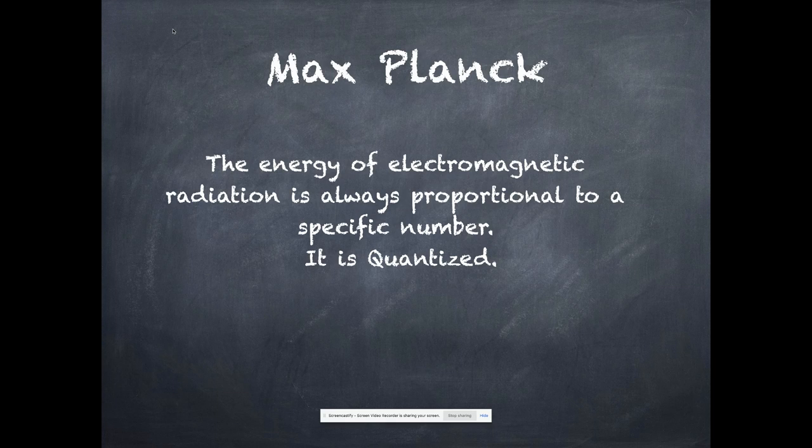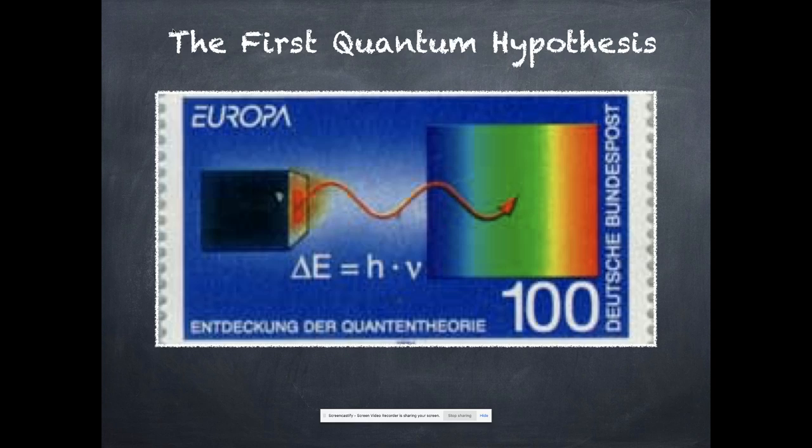And by saying that, Max Planck was implying that energy comes as packets, or that electromagnetic radiation, when it's absorbed or emitted, is a particle. Not when it travels, but when it's absorbed or emitted. Great stamp that gives the relationship that we now call the first quantum hypothesis, that energy equals h times nu.